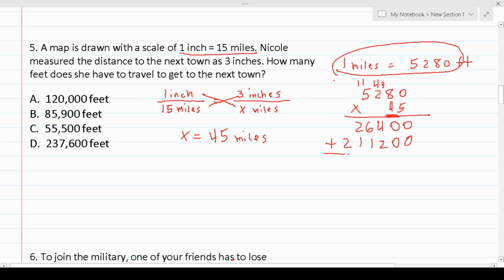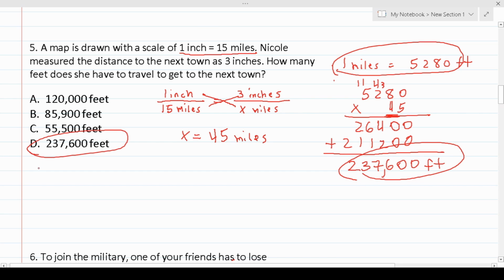Let's add this up. 0 plus 0 is 0. 0 plus 0 is 0. 4 plus 2 is 6. 6 plus 1 is 7. 2 plus 1 is 3. And then 2 plus nothing is 2. So we can see that this is 237,600 feet, which corresponds to 45 miles. So this one is 237,600.